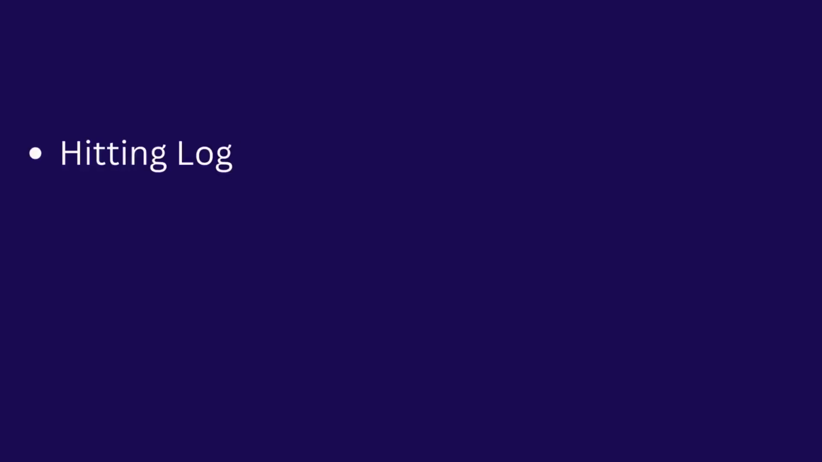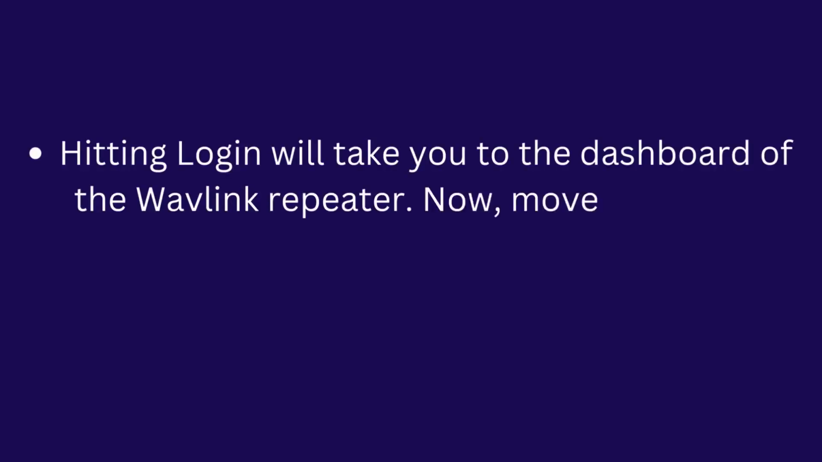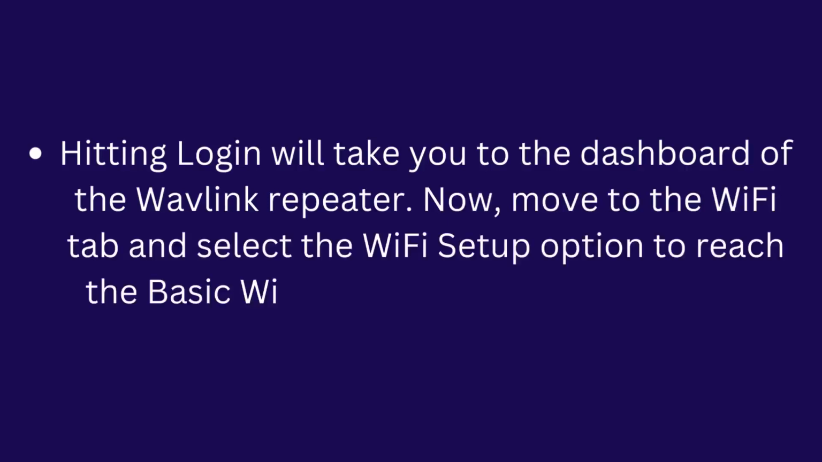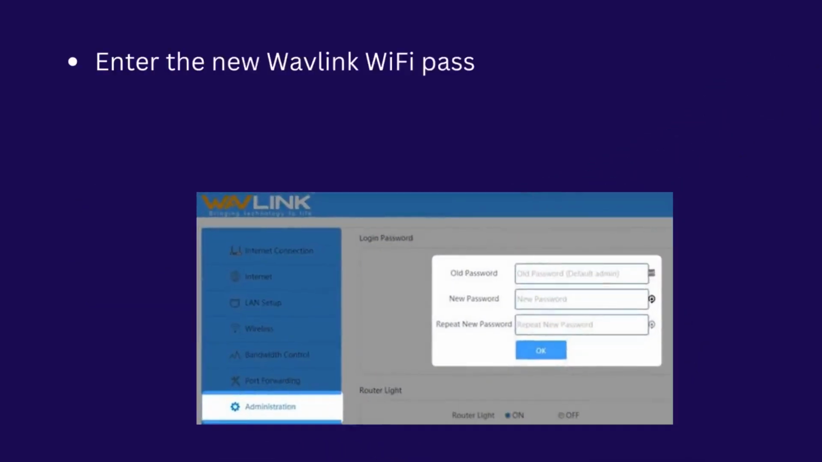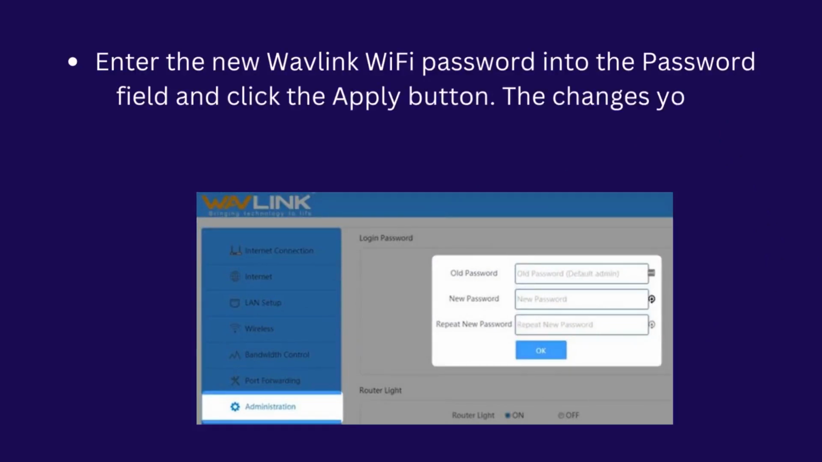Five, change Wavlink Wi-Fi password. Hitting login will take you to the dashboard of the Wavlink repeater. Now, move to the Wi-Fi tab and select the Wi-Fi setup option to reach the basic wireless settings of your Wavlink repeater. Enter the new Wavlink Wi-Fi password into the password field and click the Apply button.